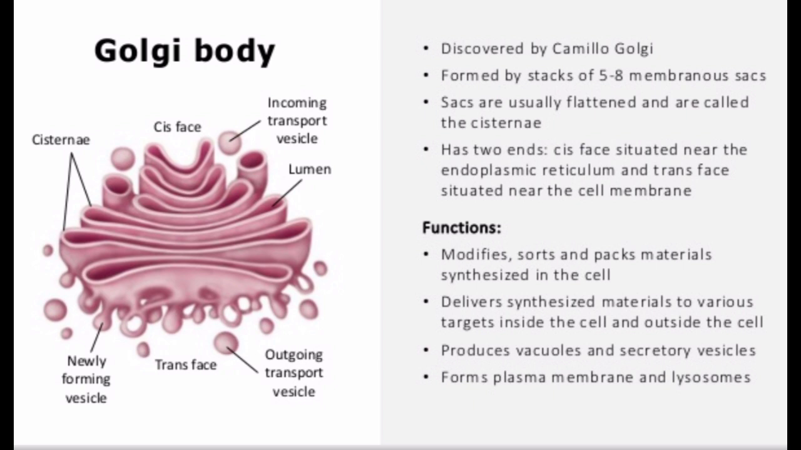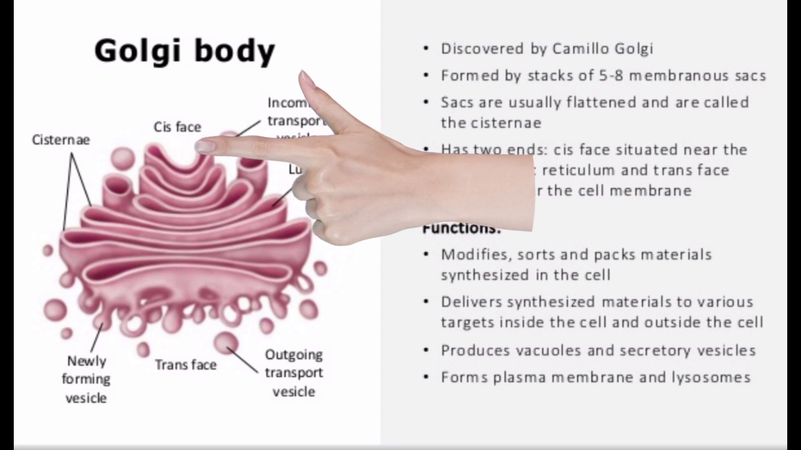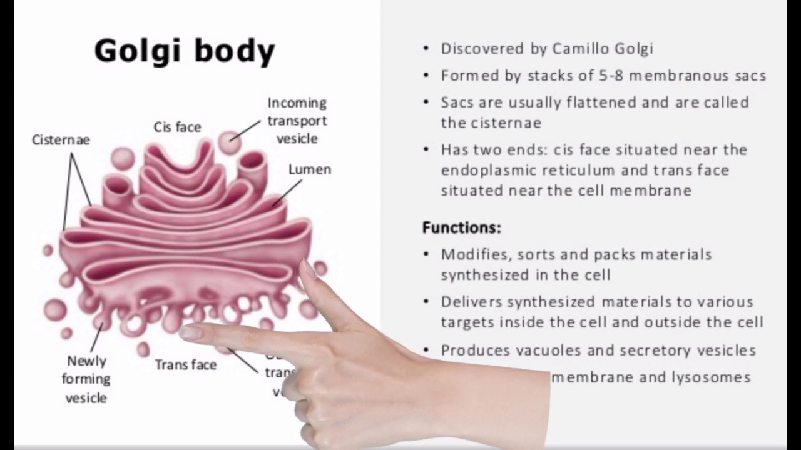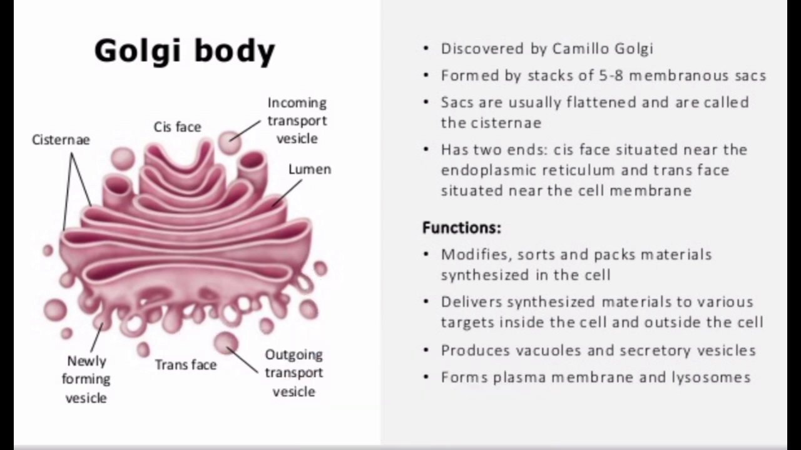It consists of a set of smooth flattened structures that are known as cisternae or sac-like structures. The Golgi apparatus is associated with some minute vesicles and vacuoles which burst off from cisternae. In plant cells, the Golgi apparatus is known as dictyosome. It has two ends, cis face situated near the endoplasmic reticulum and trans face situated near the cell membrane.